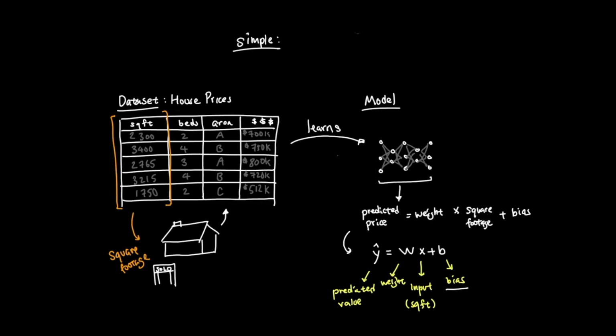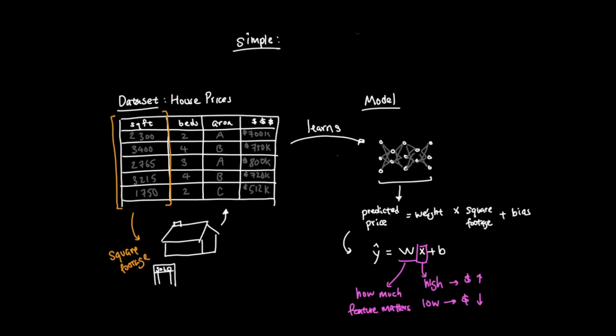This bias term has nothing to do with the dataset bias we discussed earlier. They happen to use the same word, but here, bias simply means a learned baseline offset in the model's equation. The weight controls how much the feature actually matters. If the square footage weight is high, the model is saying that every extra square foot adds a lot to the predicted price. If the weight is lower, then the model is saying that square footage matters less.